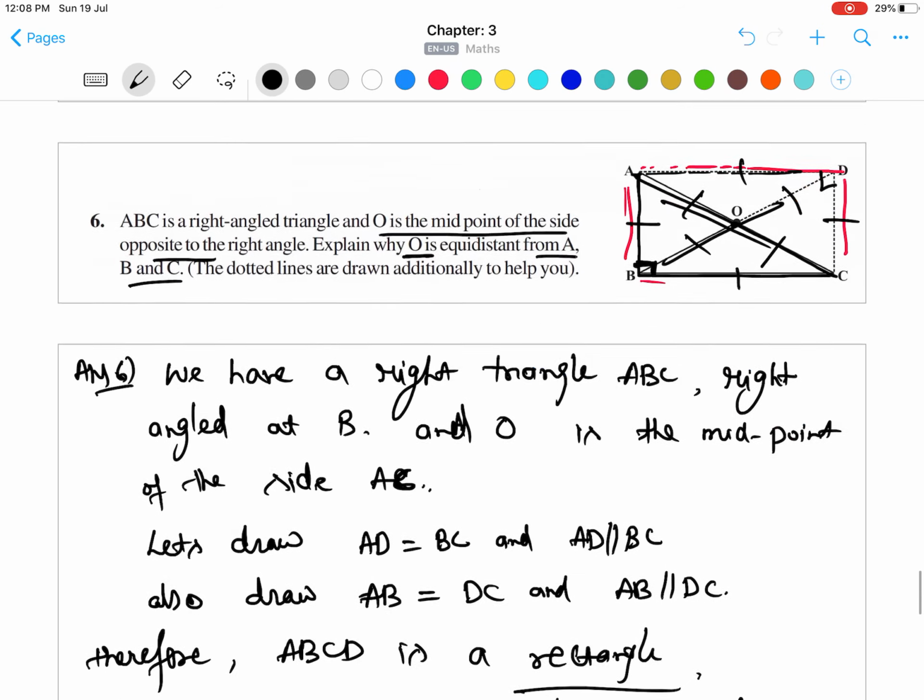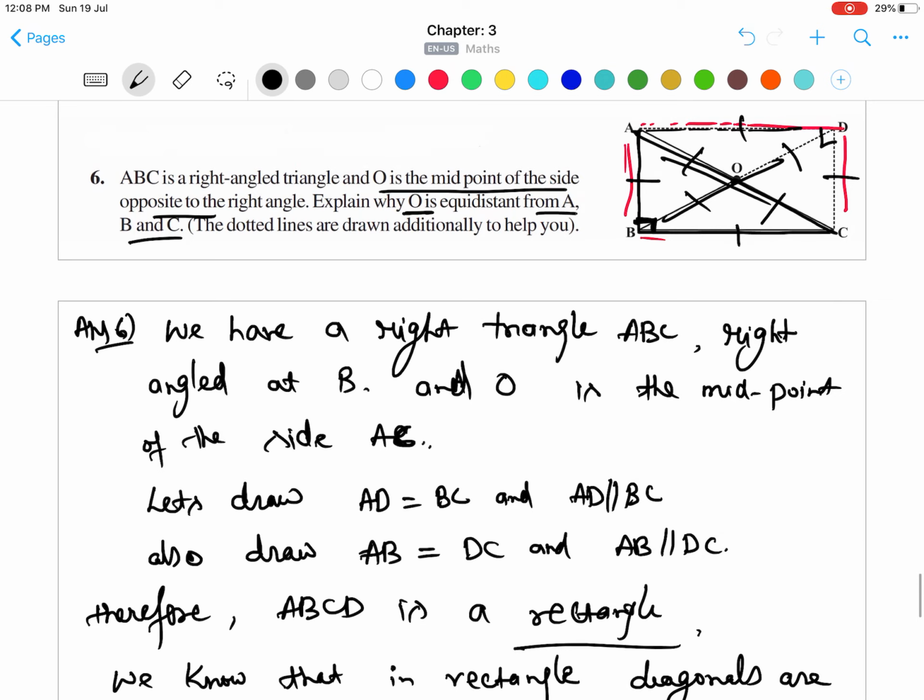So that's the end of question number 6 and also exercise number 3.4. With that we have finished chapter number 3, Understanding Quadrilaterals.